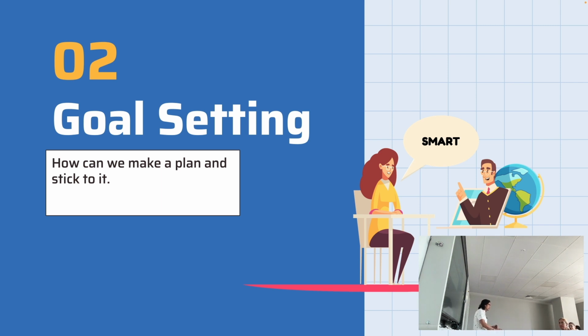So I think before we can do anything about autonomous learning, we have to set goals. We have to teach our students how to set goals. We need to be able to set goals ourselves and model these goals.